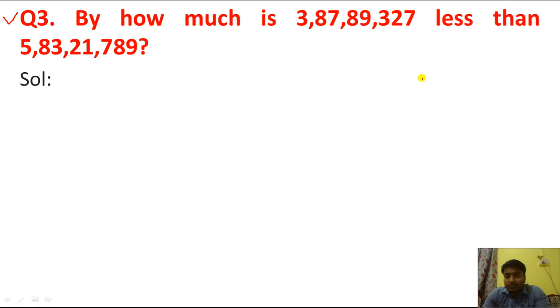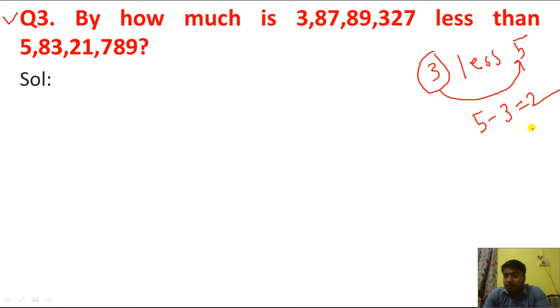If I write here, by how much is 3 less than 5, so easily you can say by 2 it is less. Okay, how to find out? This is a small number, that's why you said easily. But what about more than 7-8 digit numbers? For that what you have to do? You have to subtract this number from this number. That means when we subtract 3 from 5 we'll get that particular number. Same concept here we have to apply. Clear? Now let me show you how to solve.